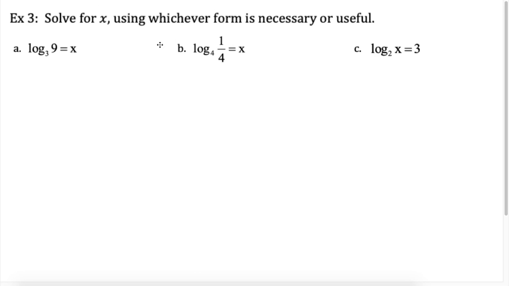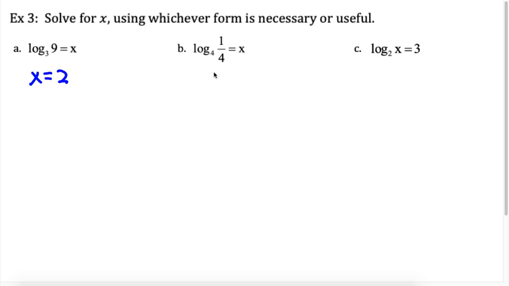To do these, we want to think about potentially rewriting them. The first two, we don't really need to rewrite because the log is already by itself. We just need to think, well, 3 to what power equals 9? Well, 3 to the second power equals 9. So x would be 2.